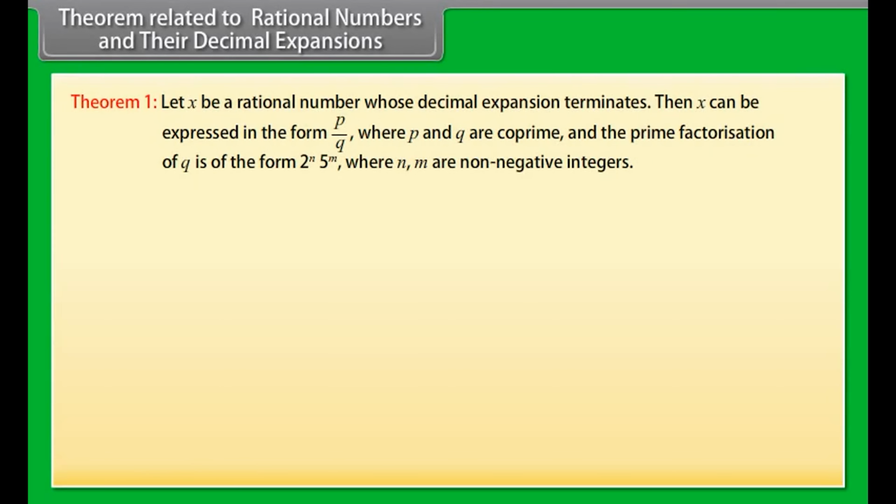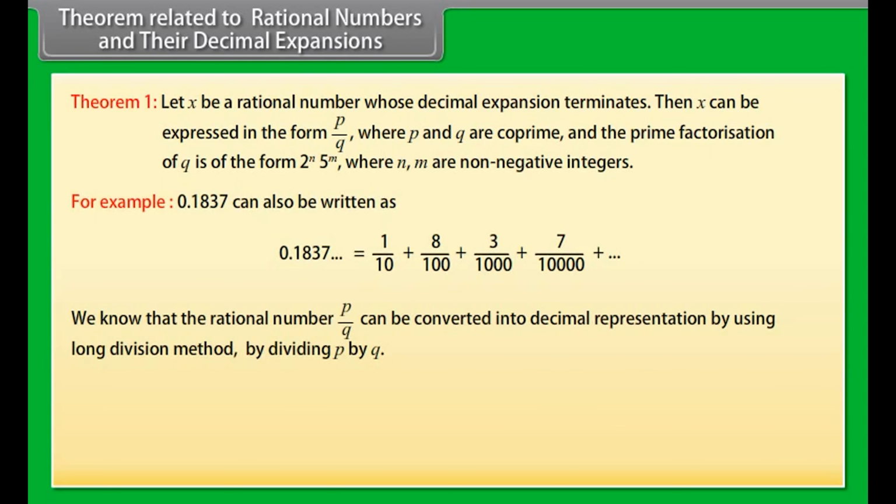Theorem related to rational numbers and their decimal expansions. Let x be a rational number whose decimal expansion terminates. Then x can be expressed in the form p upon q, where p and q are co-prime and the prime factorization of q is of the form 2 raised to the power n, 5 raised to the power m, where n, m are non-negative integers. For example, 0.1837 can also be written as... We know that the rational number p upon q can be converted into decimal representation by using the long division method, by dividing p by q.